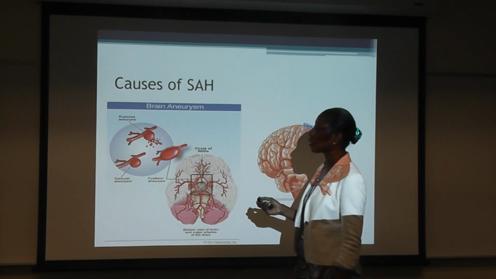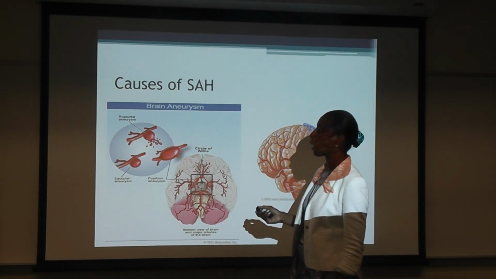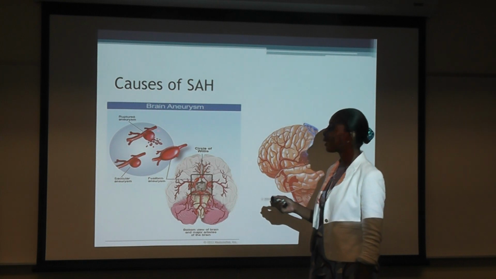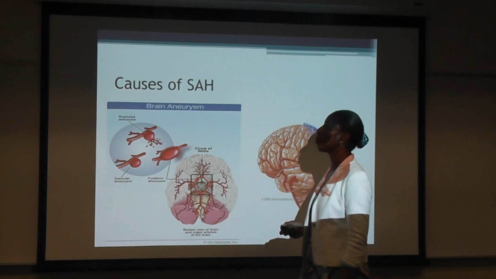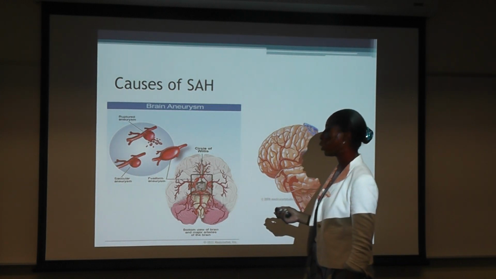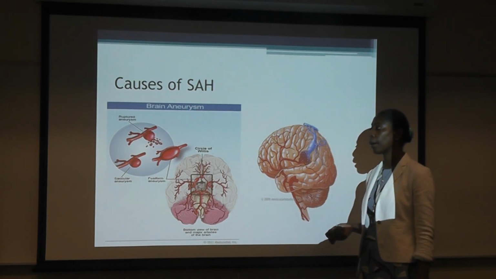What usually causes these aneurysms? It can be prolonged hypertension. Things like nicotine can weaken your vessels and put you at high risk for brain aneurysms, so you want to look at that. If the person is a smoker, they're at higher risk.